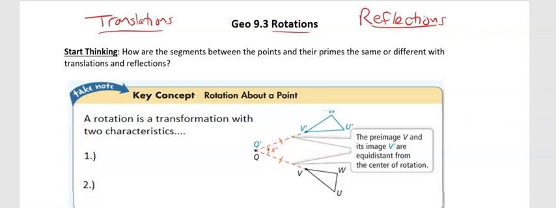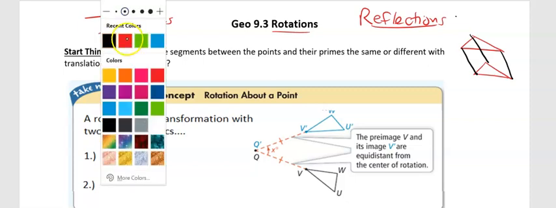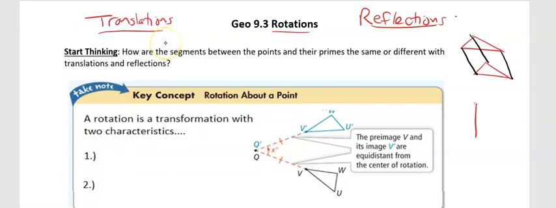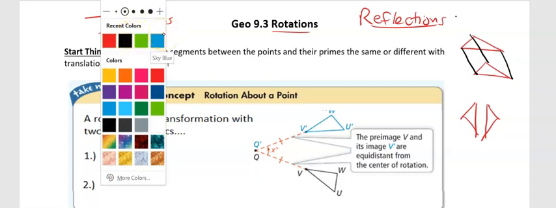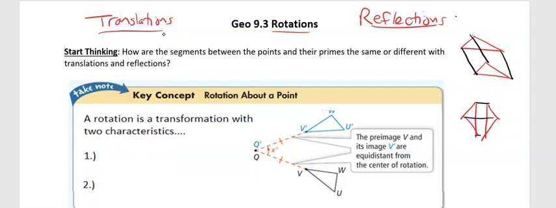Okay, this next question just says, what are the differences and similarities about AA prime, BB prime, and CC prime when you're talking about a translation versus when you're talking about a reflection? So here would be a translation. And if we look at AA prime, BB prime, and CC prime, there they are. And then if we go over and look at a reflection, let's say this was reflected like that, and then we look at AA prime, BB prime, CC prime.